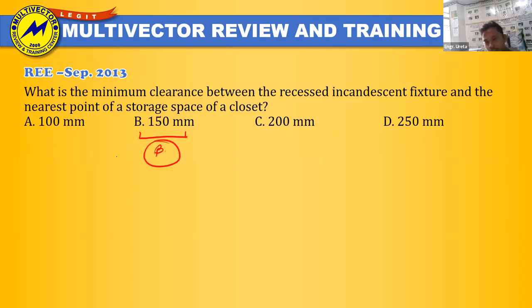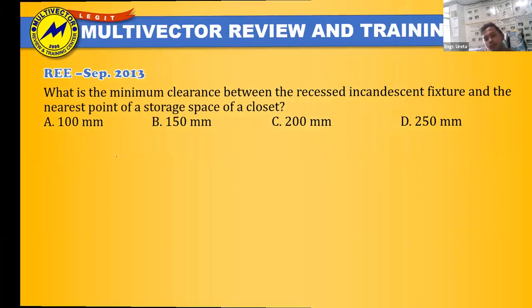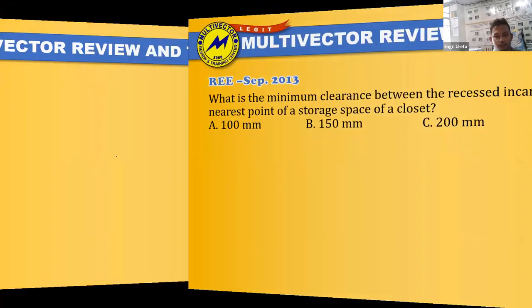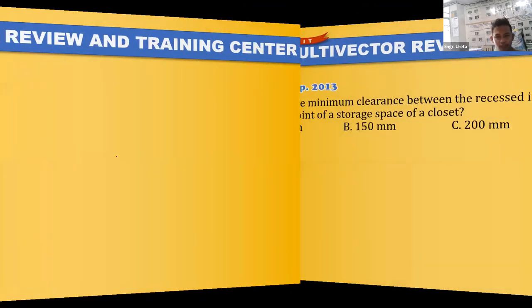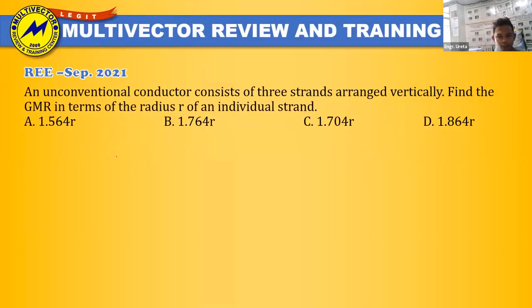Okay, so next. Next question. Lumabas ng September 2021. An unconventional conductor consists of 3 strands arranged vertically. Find the GMR in terms of radius R for an individual strand. So meron daw tayong unconventional conductors, 3 strands. So 1, 2, and 3.